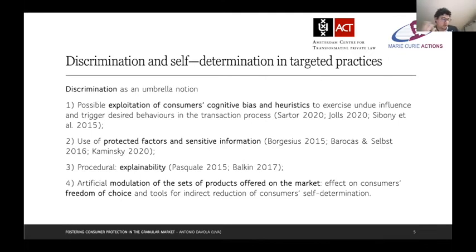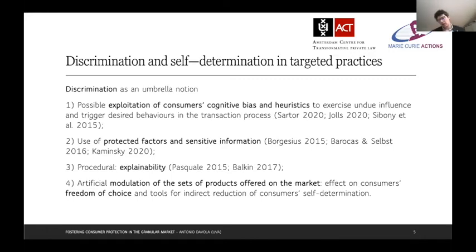So, for example, and this goes very easily with an analysis of the literature on the topic, legal scholars talk about discrimination when we have problems of potential exploitation of consumers' cognitive bias and heuristics, so a problem of undue influence and distinctive influence among different consumers. But we talk about discrimination extensively also with regards to the use of protected factors and sensitive information, for example, by obtaining data from consumers and using them to personalize their commercial experience. And oftentimes, and this is actually more frequent in the American scholarship, it is talked about discrimination from the procedural standpoint of explainability, interpretability, and respect of individuals' due process rights.